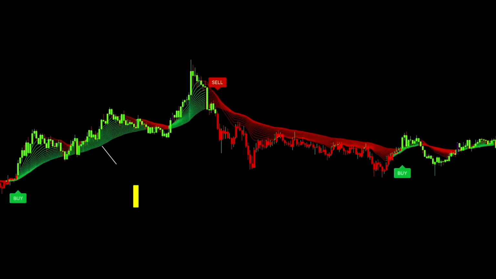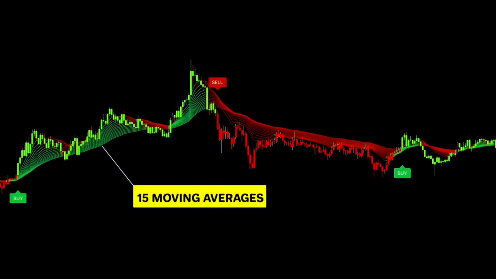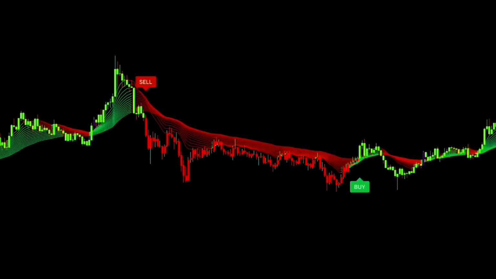Whether you're a beginner or an advanced trader, the beauty of this indicator lies in its simplicity. It's ideal for scalping, swing trading, and even longer-term strategies. Paired with oscillators or volume indicators, it can significantly enhance the precision of your trades by reducing false signals.